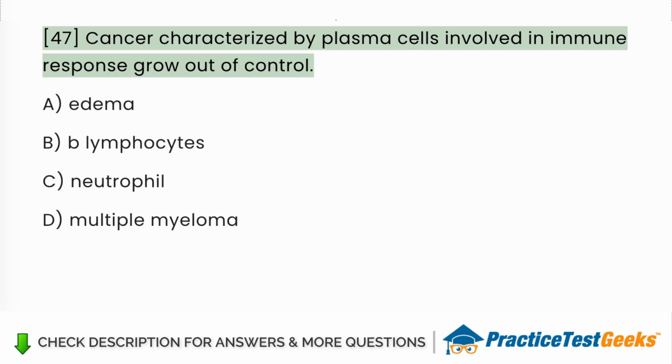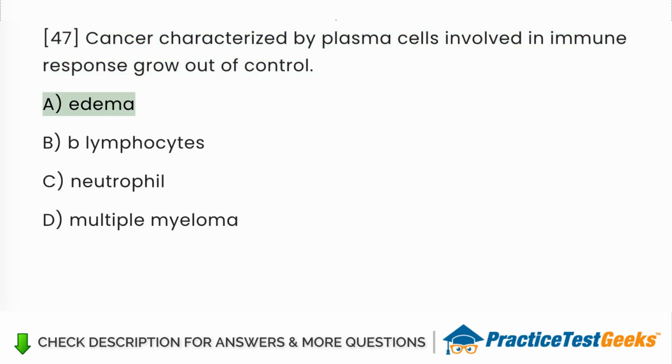Cancer characterized by plasma cells involved in immune response growing out of control? A. Edema. B. B lymphocytes. C. Neutrophil. D. Multiple myeloma.